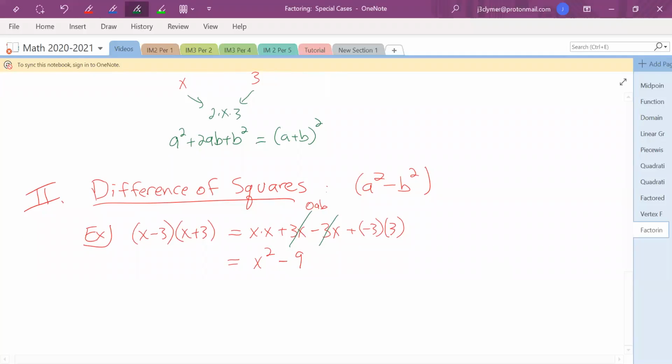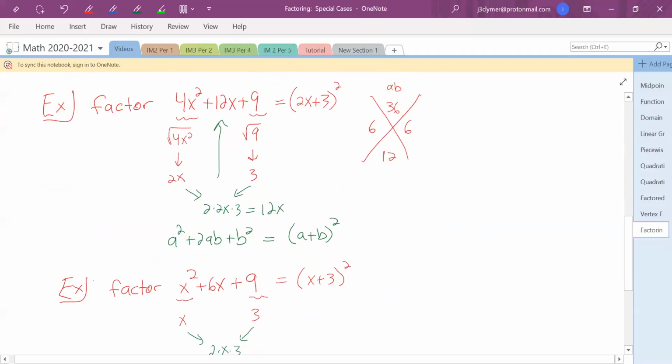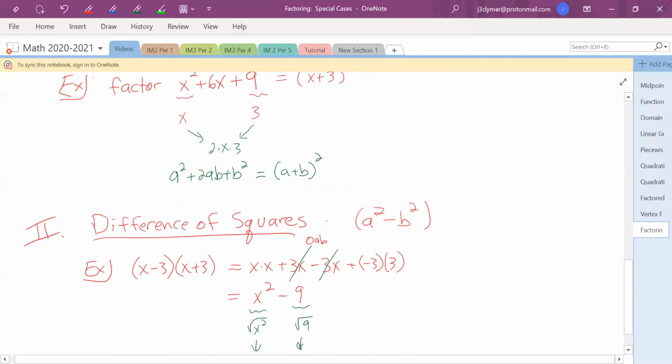So let's take a look here. The square root of x squared gives us x. The square root of 9 gives us 3. So we have something that is a perfect square in and of itself, and another thing that is a perfect square of itself, and then a minus in between, so it's a difference of squares. So the general rule is going to be this. So here's our general rule. Let's see, what color did we do that in last time? Green. Let's stick with green now.